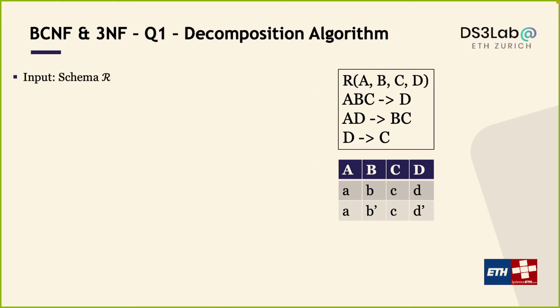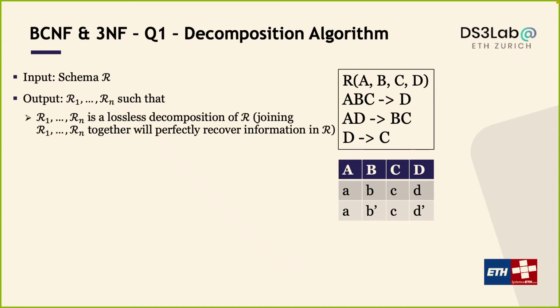If I have a database schema R that's not in BCNF, how can I decompose it into a whole bunch of smaller relations, R1 to Rn, such that they satisfy two conditions? The first one is that the decomposition needs to be lossless. I do not want to lose information. If you join R1 to Rn back, you can recover the original relation perfectly. The second condition is that each of these smaller relations, R1 to Rn, is in BCNF. So this is the algorithm that we want to understand.